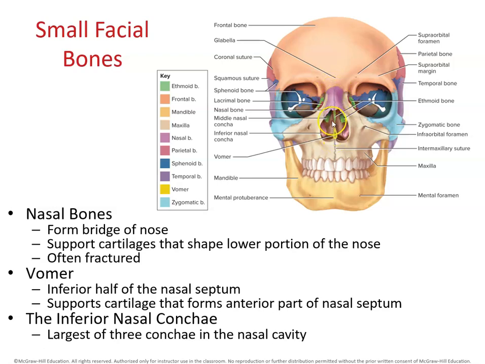The vomer is part of our septum between our nostrils. And then the inferior nasal conch is here in between. Okay, so it's part of that sinus complex there.